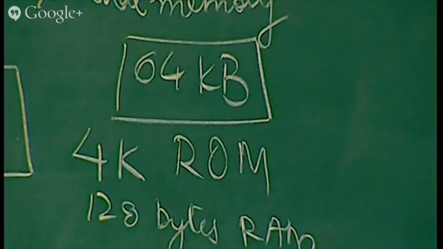So what I have written here is that your address bus decides the amount of memory. So that is like 2 raised to power n. In this case, the size of the address bus is 16 bit. So that is 2 raised to power 16, which is 64 kilobytes of memory. Whether it is ROM or RAM, it can be externally connected to this. And on chip is 4 kilobytes of ROM and 128 bytes of RAM.